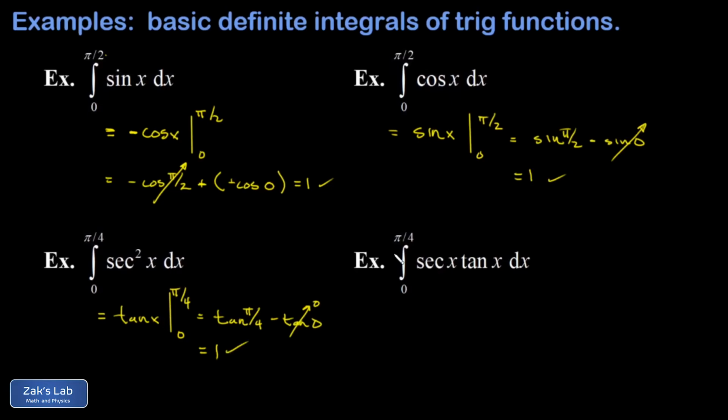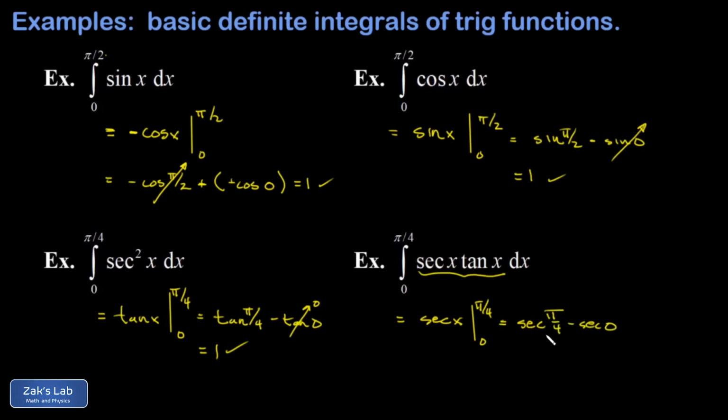And the tangent of pi over 4 is 1, and the tangent of 0 is 0, and again, we get 1. And in our final example here, my integrand is the secant times the tangent, and you just have to recognize that that's the derivative of the secant function. And so I get secant of pi over 4 minus secant of 0.